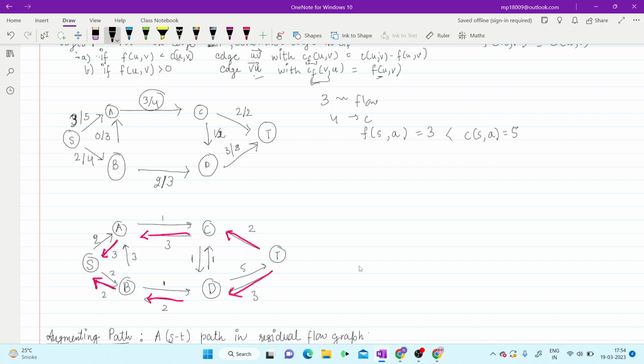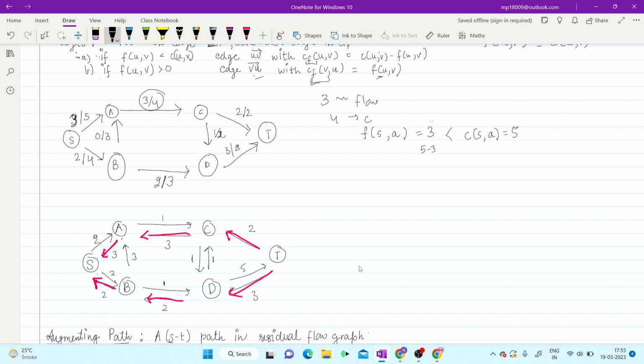Therefore, we will have an edge in the same direction, which is SA, with capacity 2, which is the difference. And also we see for SA, the flow value is strictly greater than 0. It is 3. Therefore, we'll also have an edge in the opposite direction, AS, with capacity 3.